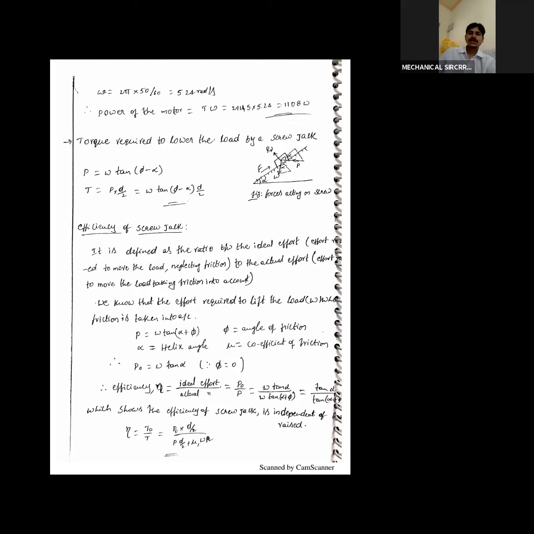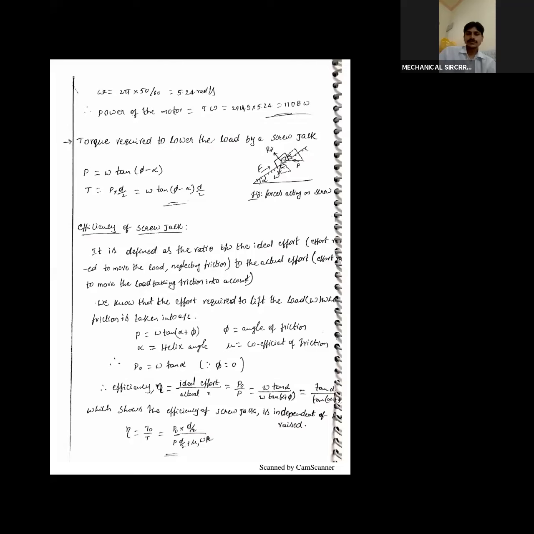So all of you observe that, regarding effort and actual effort, we know the effort required to lift the load. How much effort is required to lift the load? The formula is already known: the force value is W tan(alpha plus phi) to lift the load.